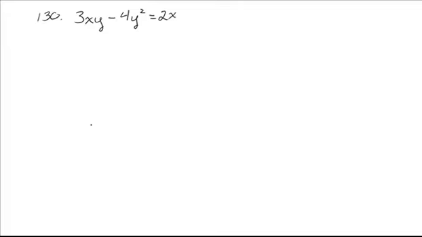Find the derivative of 3xy minus 4y squared equals 2x. And while we could solve for y, it wouldn't be very easy. So this is a case where implicit differentiation will be very useful. And so first off, this is where we think of y as an implicit function of x.